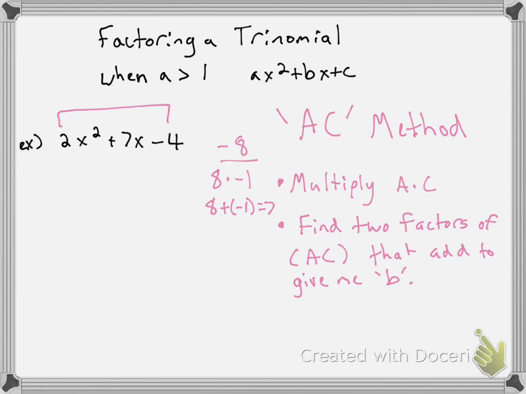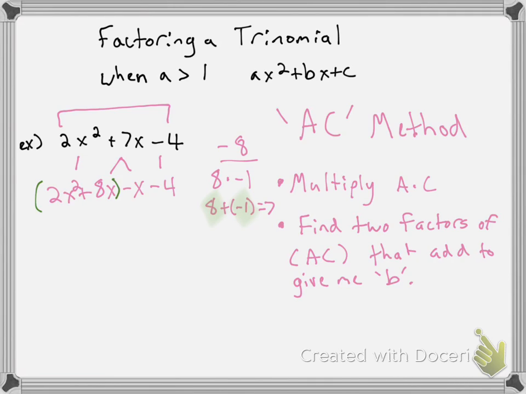Then my next step is I'm going to split 7x into two terms. In this case, it would be 8x and negative 1x. I get those two numbers from the two factors of AC that add to give me b. Then I'm still going to bring down my 2x squared and my negative 4. And now you can see I have 4 terms. Whenever I have 4 terms, class, we factor by grouping.